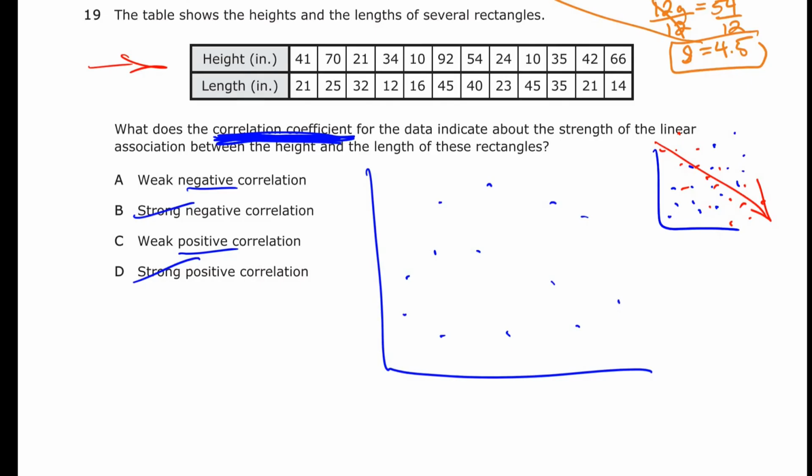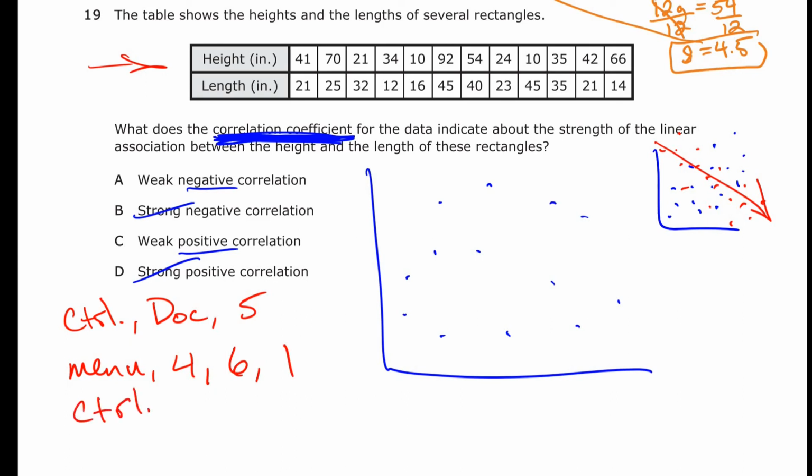We would type in all the data, and then we would push these buttons, Control, Doc, 5. We would add axis labels at the top and the side, at the left side and the right side and the bottom for both axes. We would then plot a line by going Menu, 4, 6, 1. Then we would hit Control, Doc, 1.